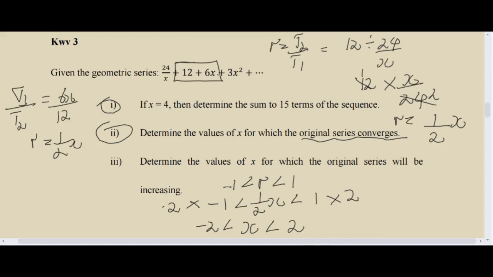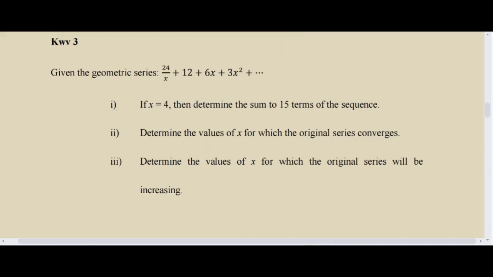Okay, so what does it mean for a series to be convergent? It means that this will be a decreasing geometric series. Okay, so now let's look at number 3. Number 3 says determine the values of x for which the original series will be increasing. So we want to determine the values of x for which the original series will be increasing.